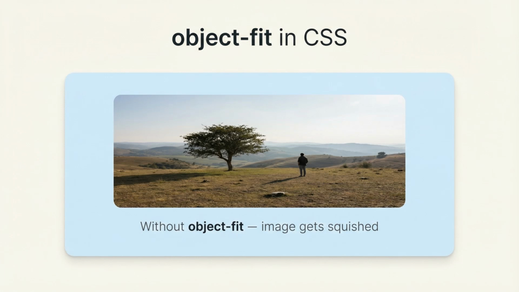The last concept introduced in this section is object fit. When you define both a fixed width and a fixed height on an image element, the browser by default will stretch or squish the image to fill that box exactly, distorting its aspect ratio. This is a very common layout problem, and object fit is the solution.